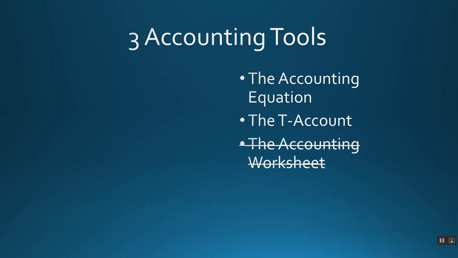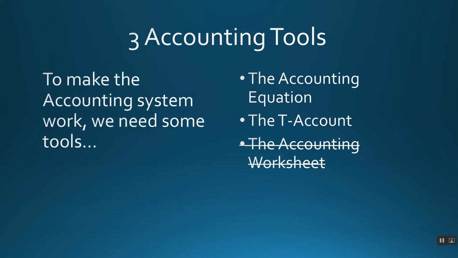One thing that we need to be aware of is that we have three accounting tools to make the accounting system work. So, if you think of it this way, let's go back. Accounting is a system. We have the user manual, right? We know what the process is that we have to use, but what tools do we use to help us make sure that we're following the user manual and to make sure that the process is working efficiently? There are three tools: the accounting equation, the T account, and the accounting worksheet.